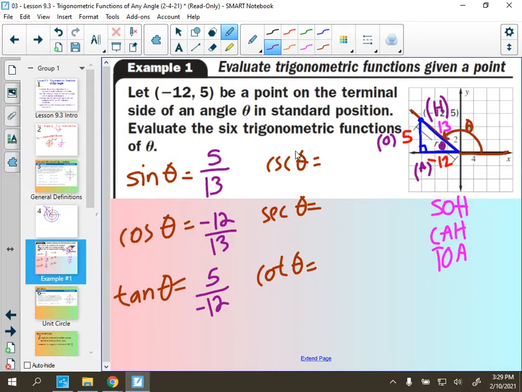Nothing changes for these three. These are reciprocals of these functions. So we'd say this is 13/5, 13 over negative 12, or some people just put the negative out front and say that this is negative 12/5. It doesn't make a difference if I keep it with the negative. It's a negative number. Negative 13/12, negative 12/5.